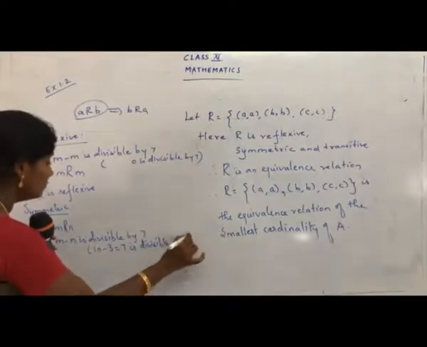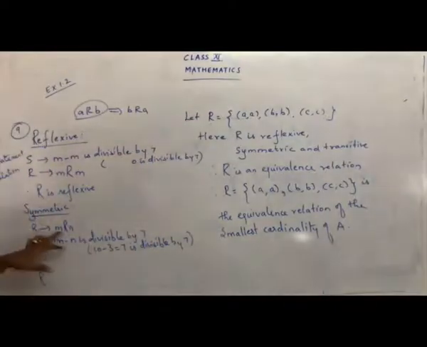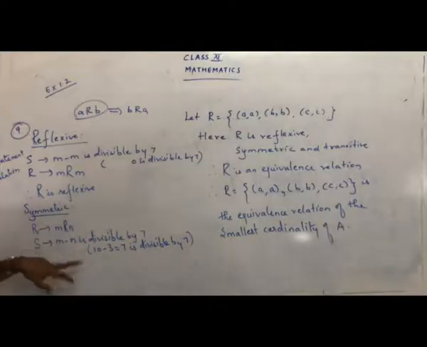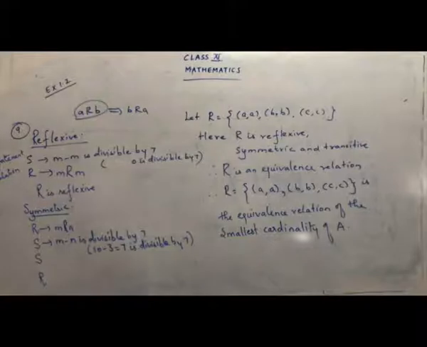That was the rule. In the relation part, only write the relation, and in the explanation part the statement should be written. So M related to N, that is M minus N is divisible by 7, that is 10 minus 3 is equal to 7, divisible by 7. Okay, now let's see the next statement.